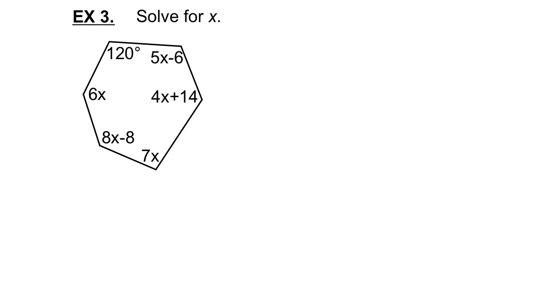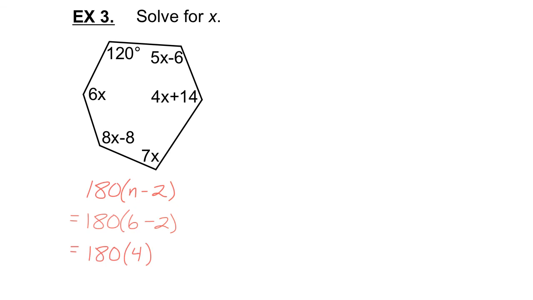Well, if you'll recall back to spiral 1, we had this formula, 180 times n minus 2. That gave us the sum of the interior angles for an n-sided shape. So n is just the number of sides. This is a 6-sided shape, so n is 6. So n minus 2 is 4. 180 times 4 is 720. So the sum of these interior angles is 720.